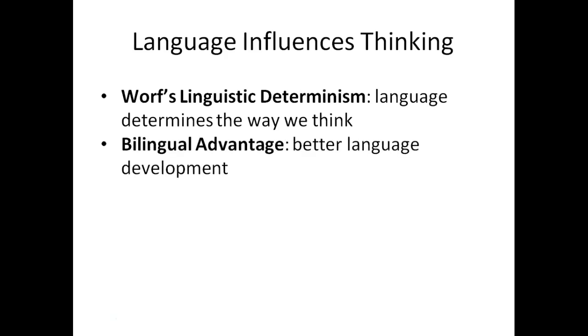The second way that language influences thinking is the bilingual advantage. So what they found is that if you learn your language before the critical period, before 7, and you become a fluent speaker, that you will overall have better language development if you speak more than one language. Now, again, you have to learn the language by the critical period. So if you learn a second language after that critical period, the bilingual advantage doesn't necessarily impact you per se.